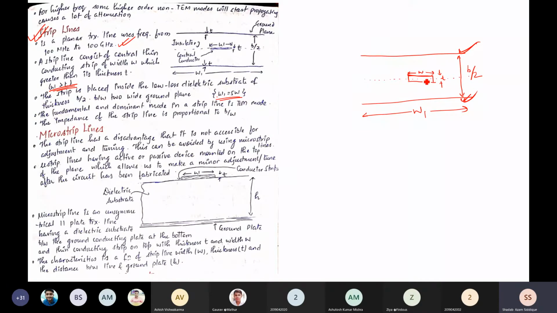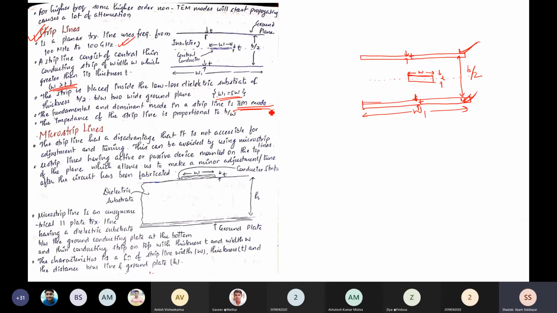So this is the structure. Of course, the thickness of the ground plane is also indicated as T, so all these thicknesses are indicated as T. The strip is placed inside the low loss dielectric substrate, which has thickness b by 2, between two wide ground planes.